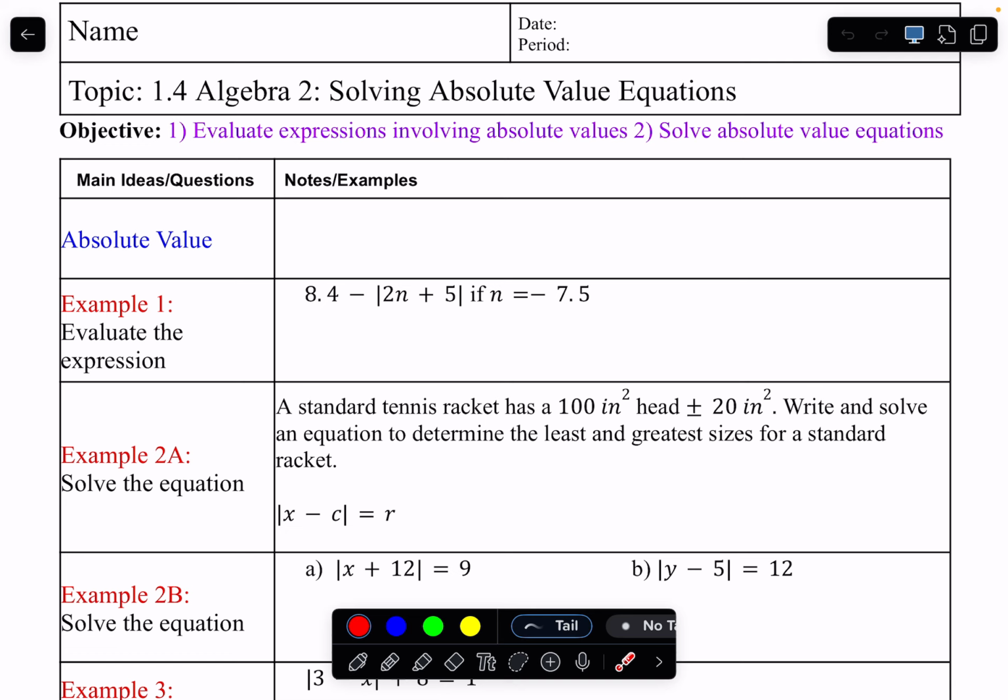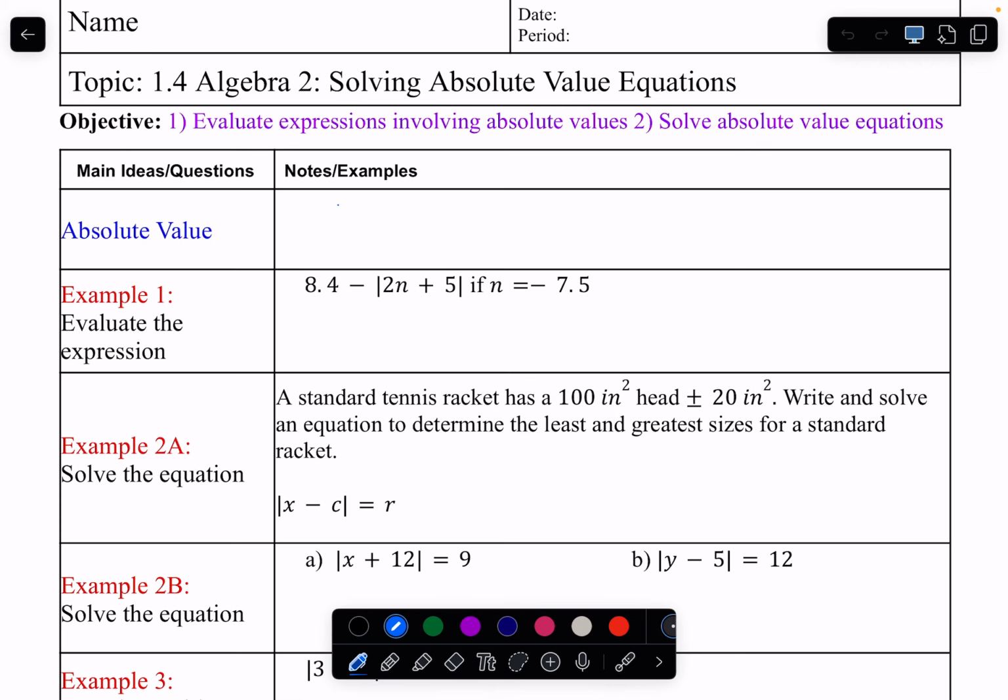So today we're doing 1-4. We're going to talk about evaluating expressions with absolute values in them, and we're going to talk about absolute value equations. Okay. So remember back in the day, let's talk about what absolute value means. An absolute value is really referring to a distance.